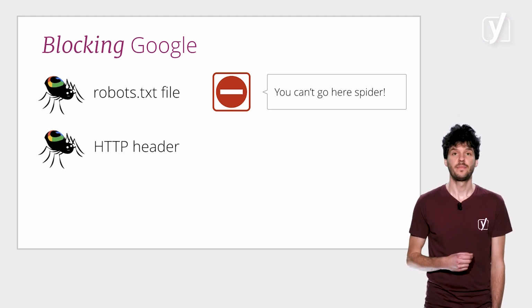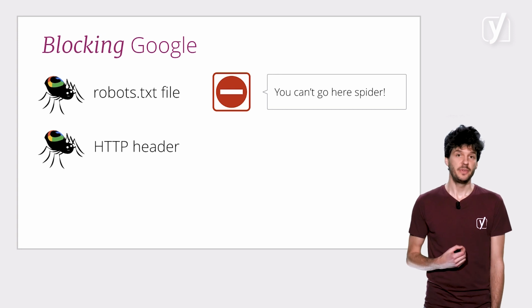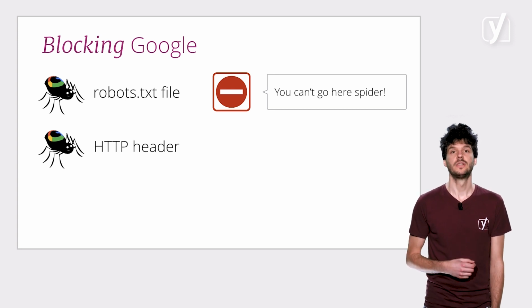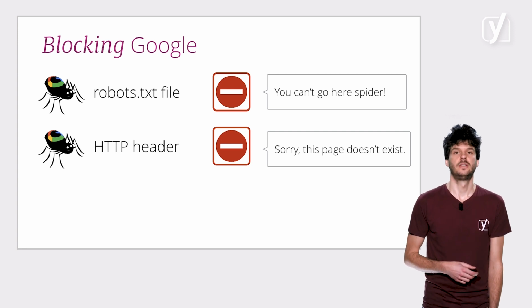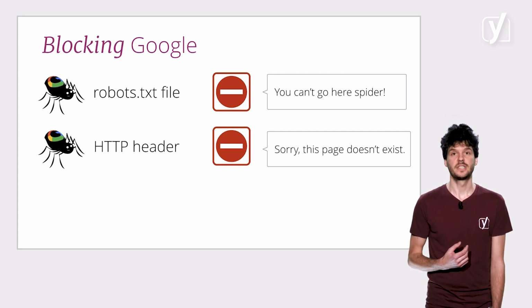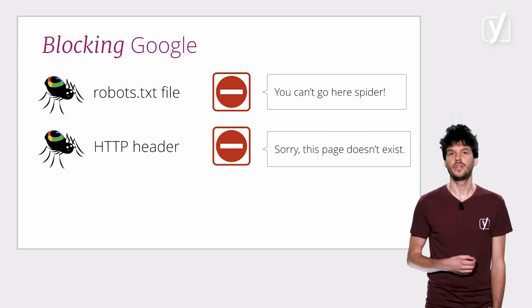The second method. You can use HTTP headers to prevent Google from crawling and indexing a page. This HTTP header contains a status code. If this status code says that a page doesn't exist, Google won't crawl that page. There are several codes with different meanings. If the status code is, for example, 200, the page exists and Google can crawl your page. If the status code is 307, that page has been redirected to another URL and Google won't crawl the current URL.